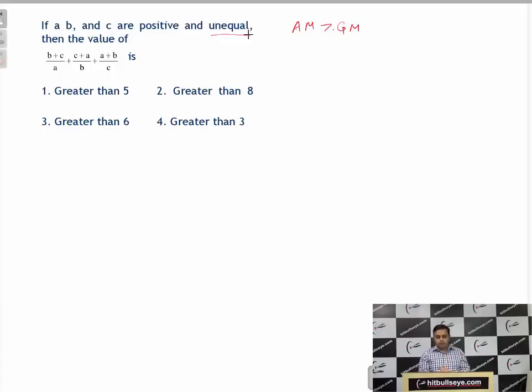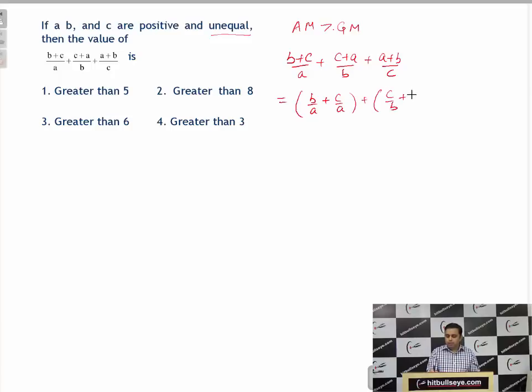Now what is given? We have given (B plus C) over A plus (C plus A) upon B plus (A plus B) upon C, which can be written as B upon A plus C upon A plus C upon B plus A upon B plus A over C plus B over C.